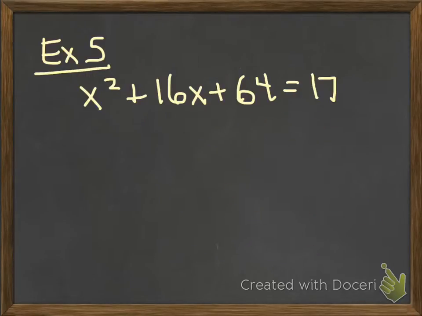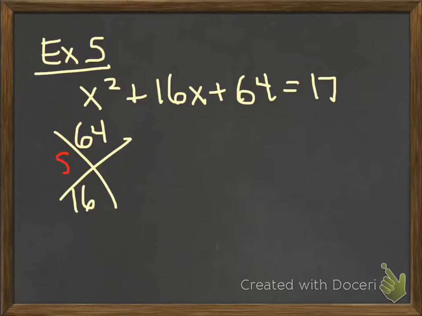Okay, on 13-1 we would have brought the 17 over to the other side, but then you get x squared plus 16x plus 47, which is not factorable. So we're going to look at the left side and see if it is factorable. We have 64 and 16. So yes, it is factorable. It's 8 times 8 is 64, and 8 plus 8 is 16.